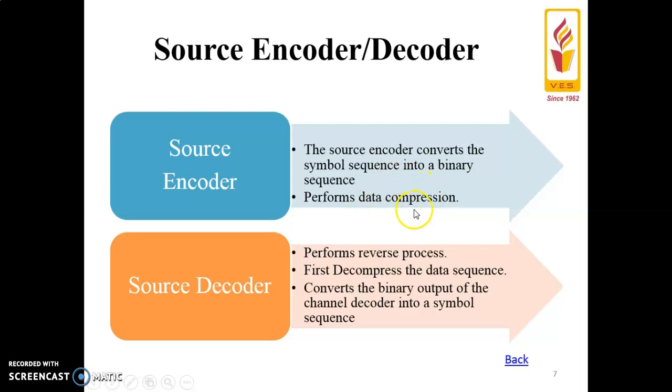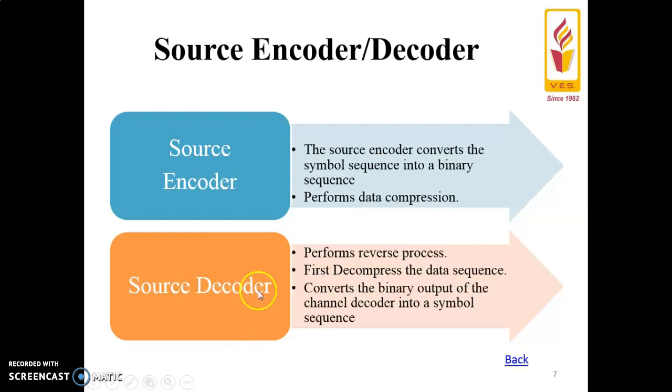Our data rate is not utilized efficiently. So we have to perform data compression technique also. So the second function of source encoder is to perform data compression technique. So a suitable data compression technique compresses the binary data sequence into compressed data so that optimum utilization of bandwidth can take place.